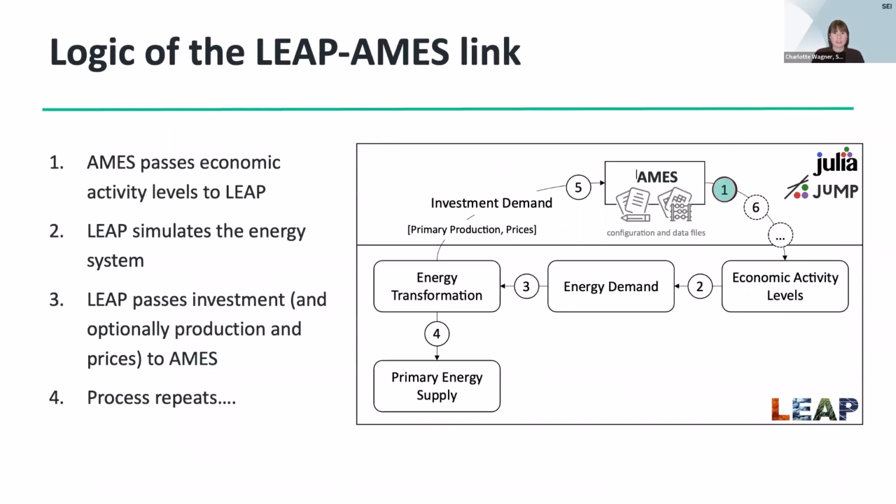The logic functions essentially in that AMES initially passes economic activity levels to LEAP, which then drive energy demand. Energy demand is supplied to the energy transformation, which then produces the necessary energy. And that has certain costs, and this investment demand is fed back to AMES. And then the process repeats until the two models converge.